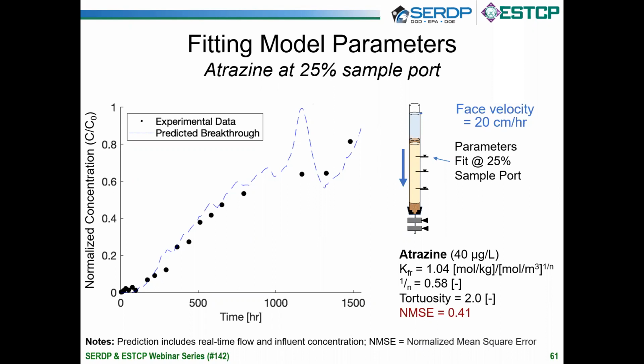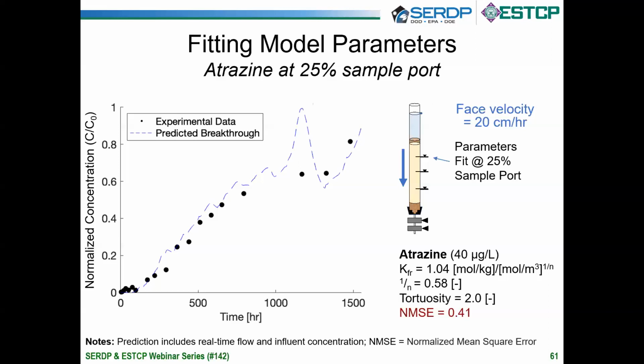So the blue line shows what you would get with real-time flow and influent concentration, but there's some damping of that in the column itself. So this is the way we derive these sorption parameters.